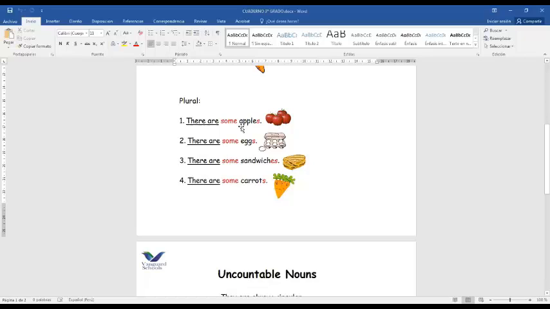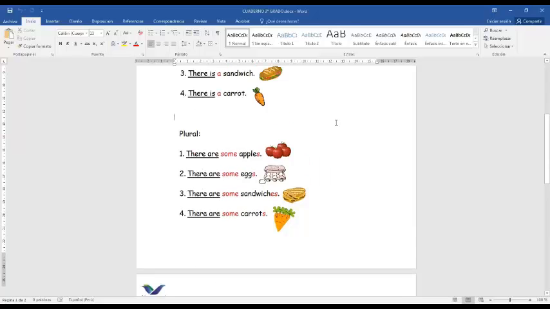There are some apples. Number 2, there are some eggs. There are some eggs. Number 3, there are some sandwiches. There are some sandwiches. Number 4, there are some carrots. There are some carrots. ¿Ok? Vuelvo a repetir. Estamos usando oraciones en plural. Para las oraciones en plural, yo debo de utilizar there are. ¿Ok? There are. Las oraciones son las mismas.